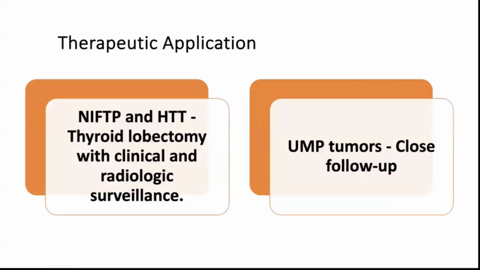So what if we discuss NIFTP and hyalinizing trabecular tumors and uncertain malignant potential tumors? According to what I have told you till now, NIFTP and HTT may have aggressive nuclear features. So a thyroid lobectomy followed by clinical and radiological surveillance should suffice in them. However, when you get a diagnosis of uncertain malignant potential, a close follow-up is required.